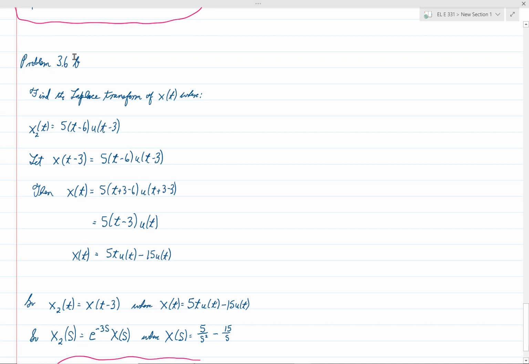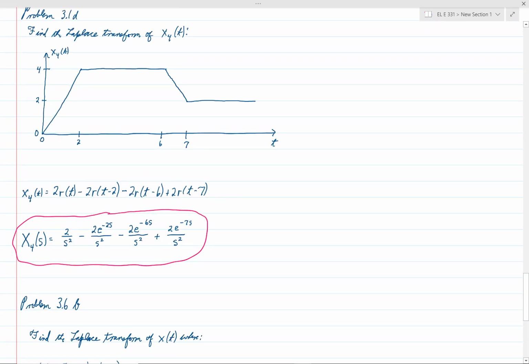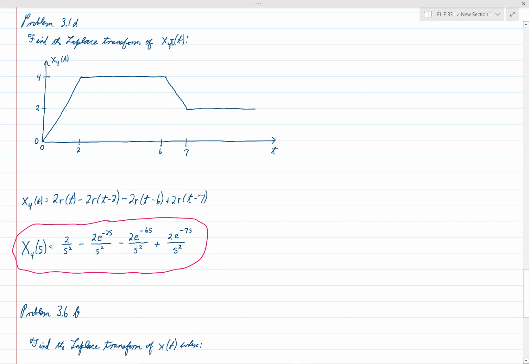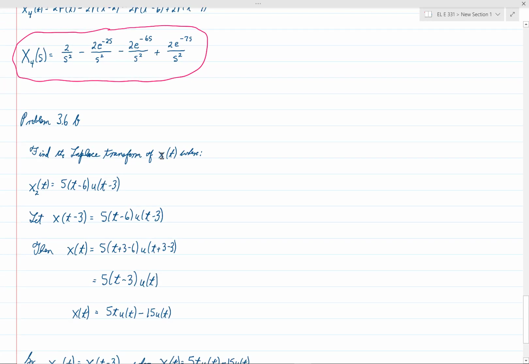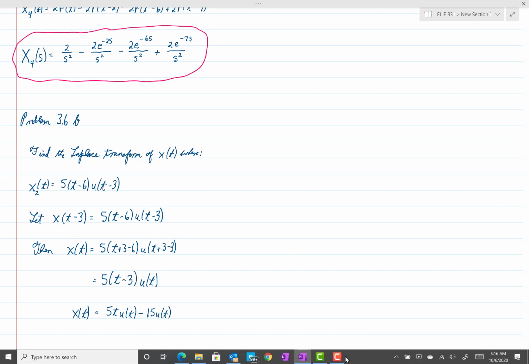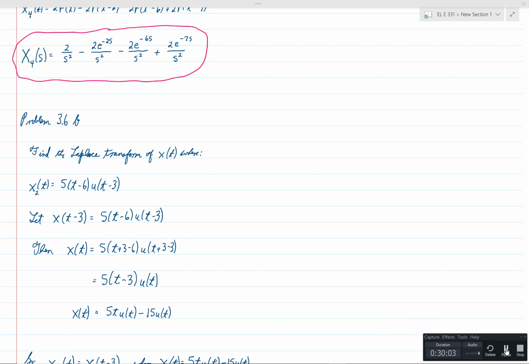Problem 3.6b says find the Laplace transform of x of t, where, I'm sorry, this should be x2 of t here. Let me see. Okay, I had that right there. I said x4 of t, and this is x4 of t. But on this one, I should have said x2 of t, because this is x2 of t. So let me stop for just a moment and correct that little typo. Okay, so now the 2 is there.